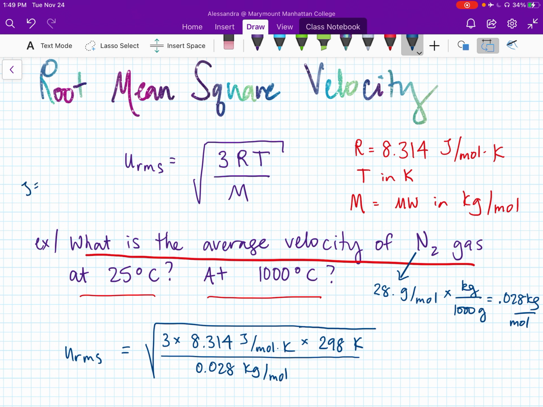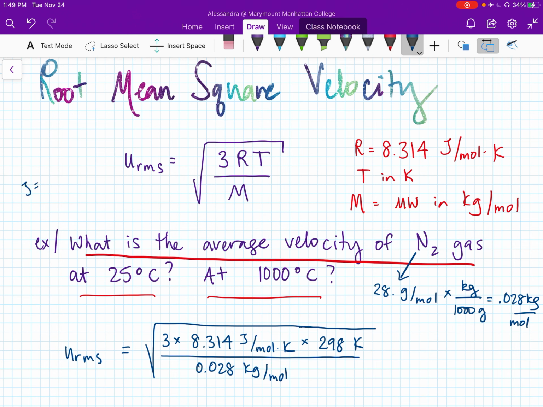This gives me 515. Now, the units would be meters squared per second squared under the square root, but when I take the square root, that just gives me meters per second. So 515 meters per second is the root mean square velocity of nitrogen at 25 degrees Celsius.